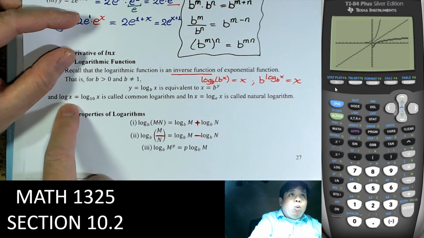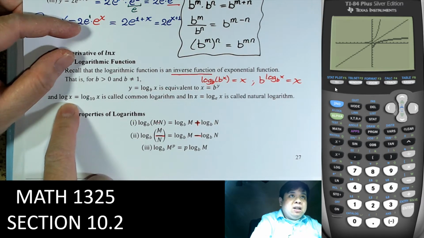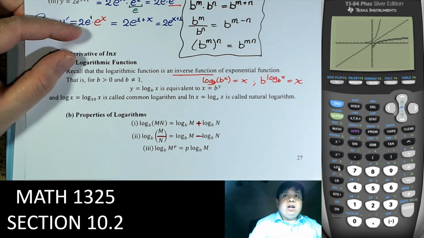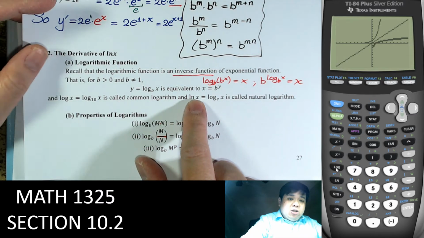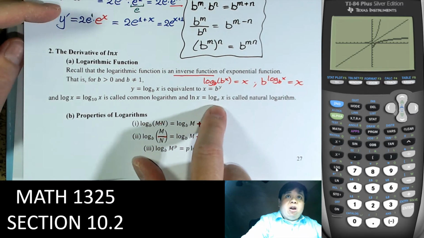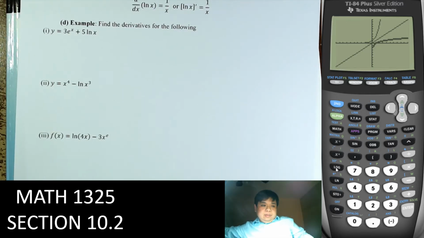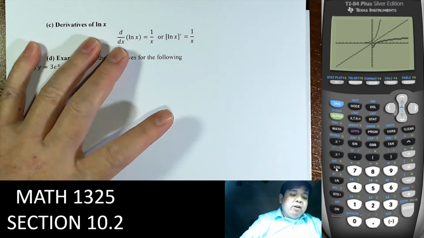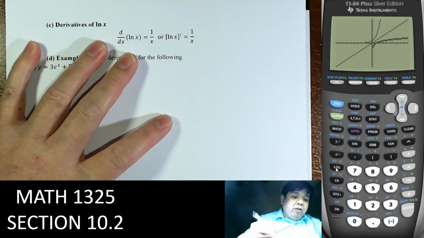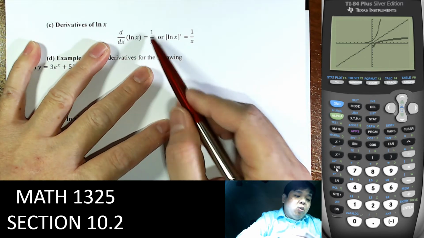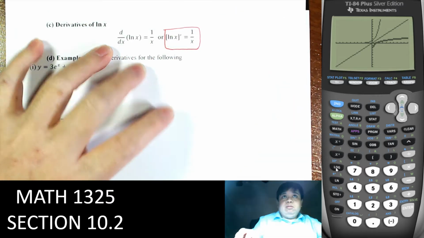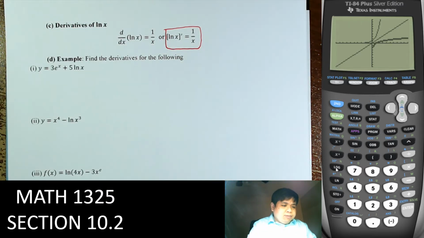When we write log without the base, we assume base 10, and this is called the common log. So that log button is the common log, base 10. ln of x is called the natural log, which is the log base e. Now first we study the derivative of the log base e, or ln of x. The derivative of ln of x is 1 over x, or simply we just write it like that. Right.